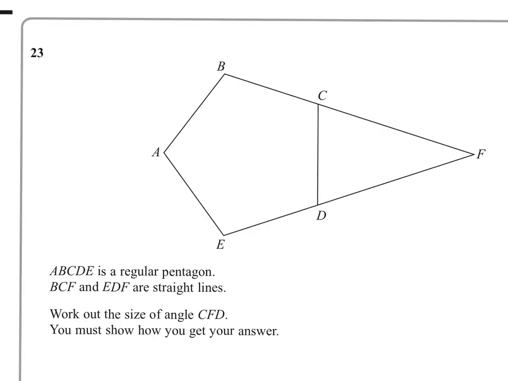Question 23. We're shown a regular pentagon, and BCF and EDF are straight lines, and we've got to work out the size of angle CFD, which is this angle here. Okay, just in case you're stuck, CFD. Now we've got to show how to get the answer. I'm not going to write brilliant sentences down here. You're going to have to do those yourself and get practiced at doing those. I'm just going to try and show you how to get to the size of the angle.